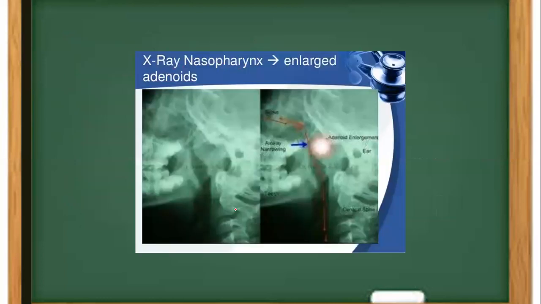I will show a picture. So this is an X-ray of nasopharynx. Enlarged adenoids can be seen. കണ്ടോ, നമ്മൾ ഒരു എക്സ്റേയുടെ ഒരു പിക്ചർ ആണ്. Here you can see airway will be narrowed due to the increased size of adenoids. So this is an adenoid enlargement.